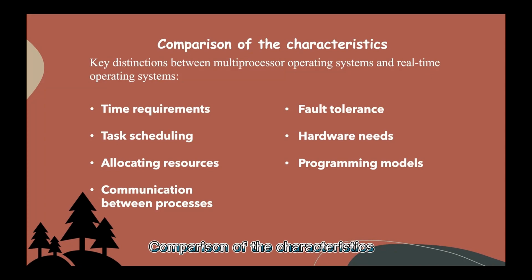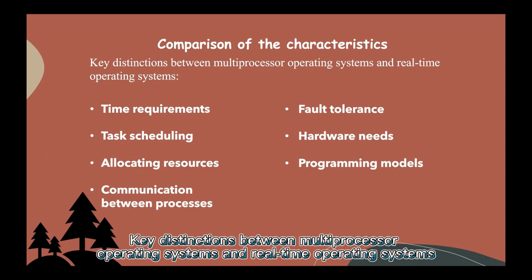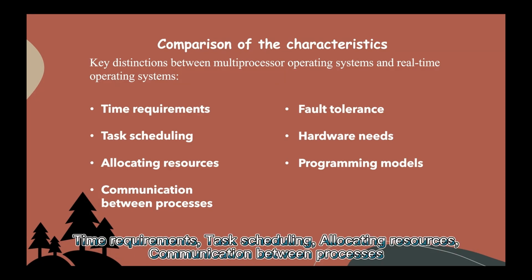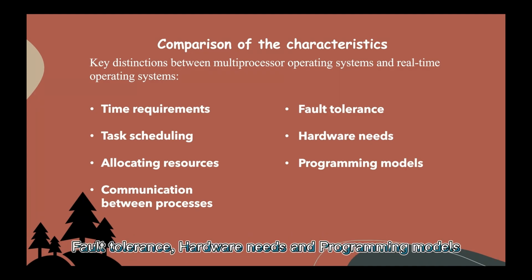Comparison of the characteristics. Key distinctions between multiprocessor operating systems and real-time operating systems. There are 7 main differentiations: time requirement, task scheduling, resource allocation, communication between processes, fault tolerance, hardware needs, and programming models.